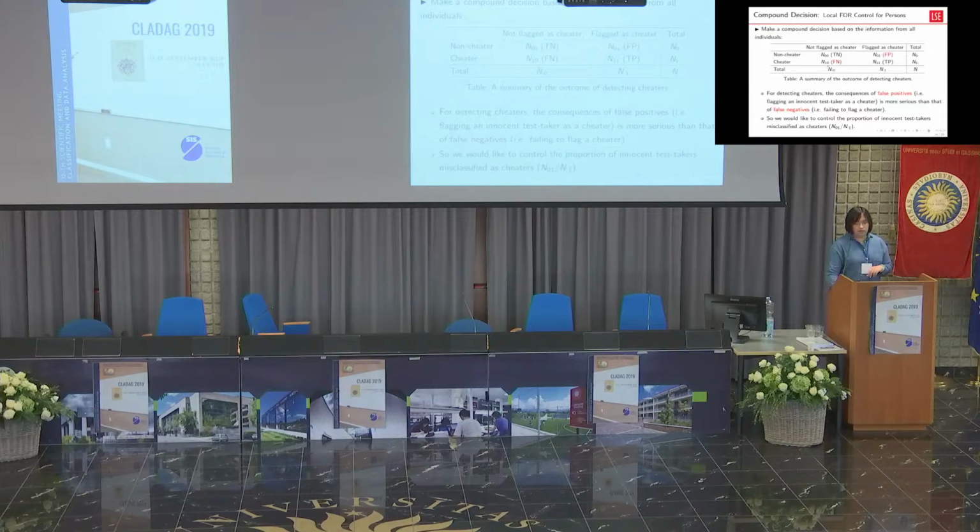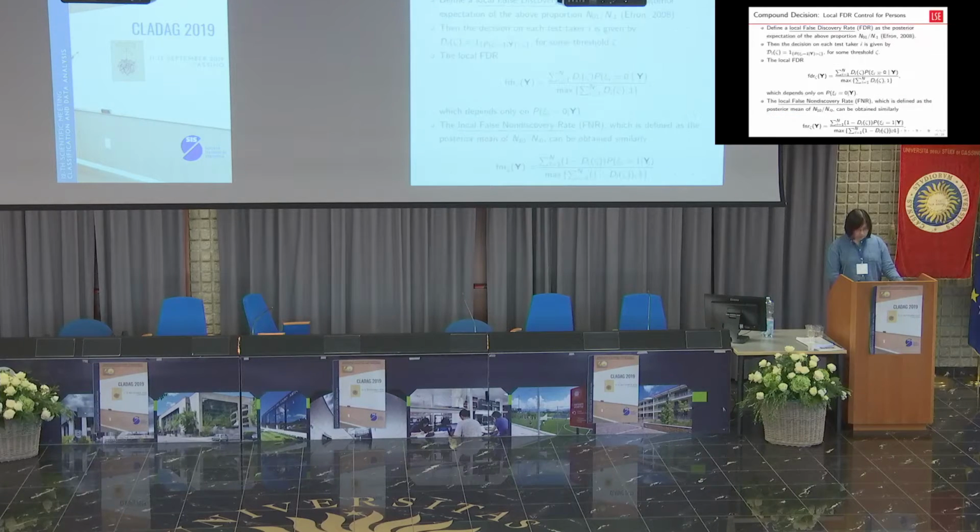So in the table, the false positive ratio is the number of false positives over the total number of cheaters being detected. So we developed the local false discovery rate control. The aim is to control the local false discovery rate, the local FDR, for person, while trying to minimize the local false non-discovery rate.